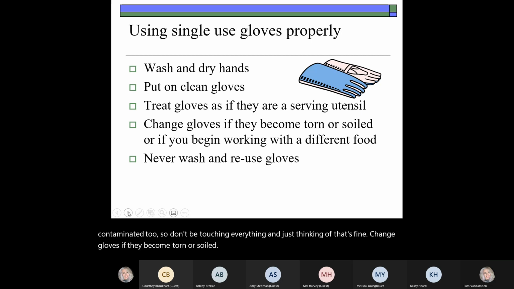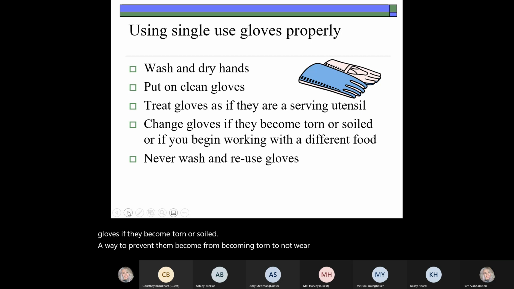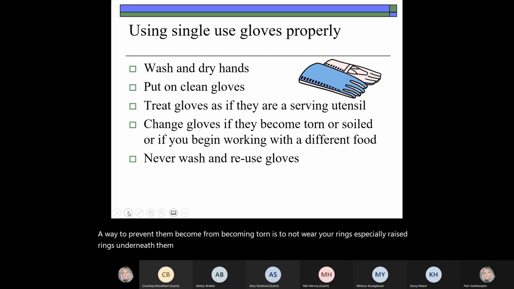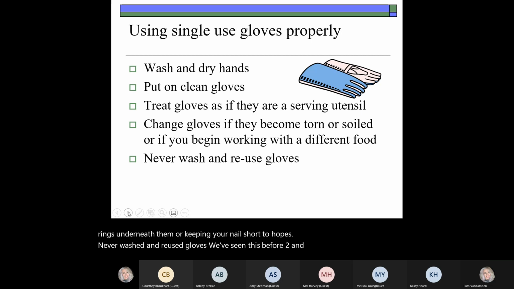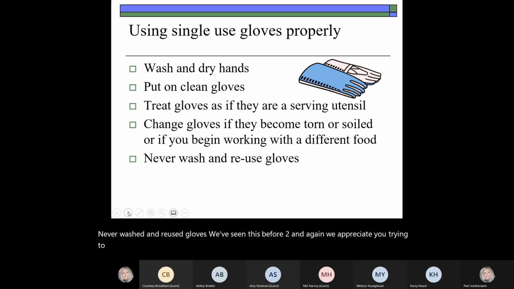A way to prevent them from becoming torn is to not wear your rings, especially raised rings underneath them. Or keeping your nails short too helps. Never wash and reuse gloves. We've seen this before too. And again, we appreciate you trying to save the program money, but please don't wash out and just hang your gloves on the knobs of the sink to dry overnight. We need to use a clean pair of gloves each time.